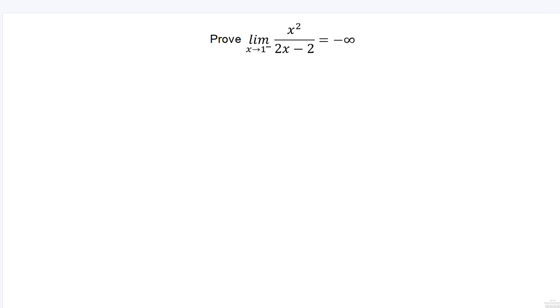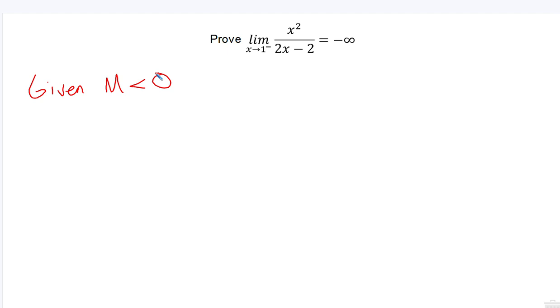So we've got the limit as x approaches 1 from the left-hand side of x squared over 2x minus 2, and we want it to be negative infinity. As I said when we were doing this, I didn't have the formal proof written out for negative infinity, but it's the same basic idea, except we want to choose an m that is less than 0, because we want to have some negative m value and show that our function goes below that.